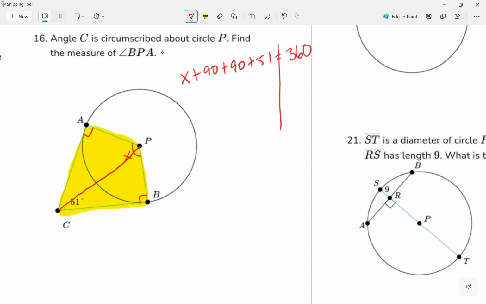Okay. Now here, let me solve this real quick. X by itself is right there. Now 90 plus 90 plus 51 is 231. So I have that X plus 231 is equal to 360. My plus 231, let me bring it over as a minus 231. So X is equal to 129.